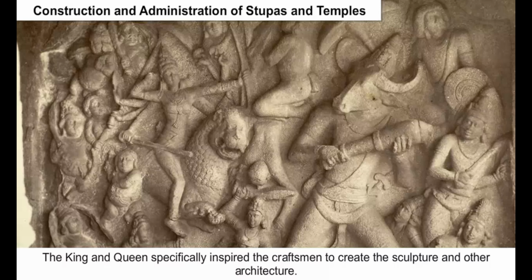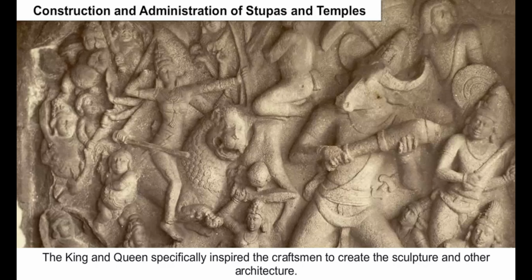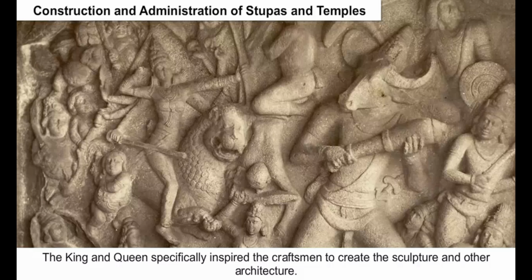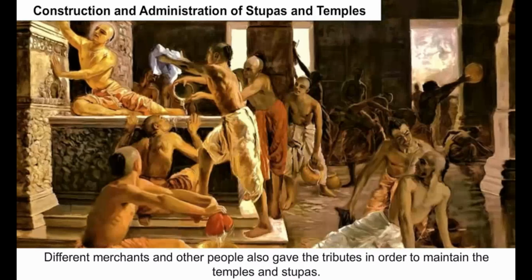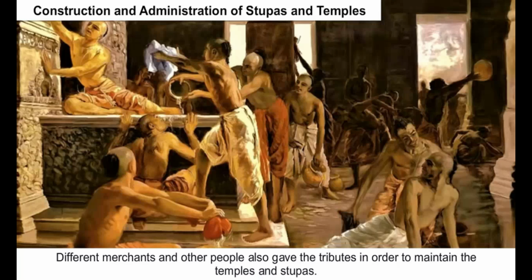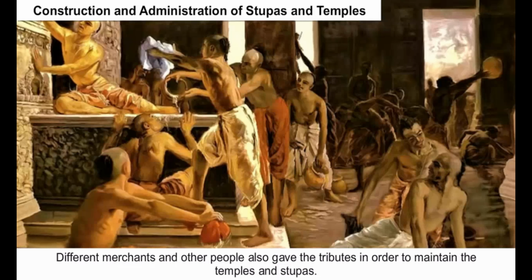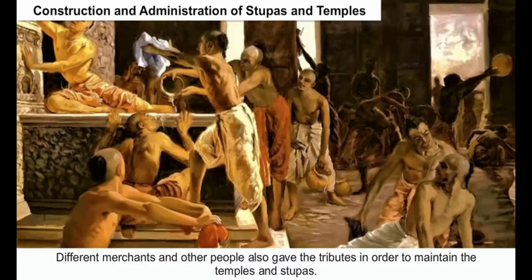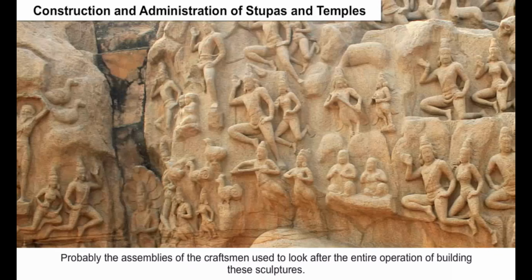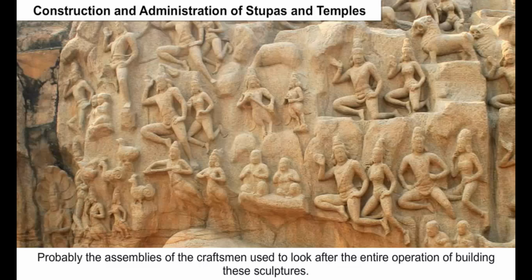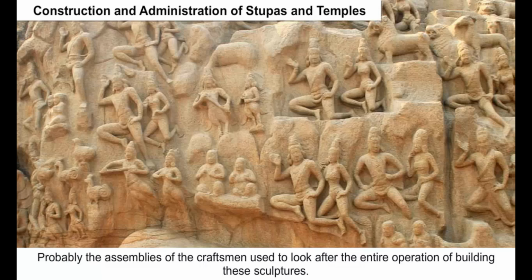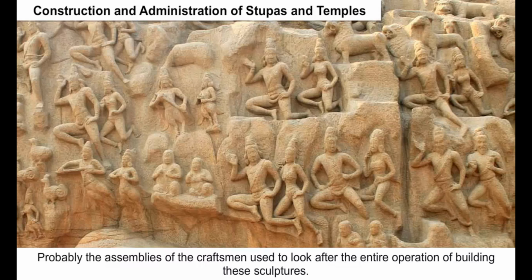The king and queen specifically inspired the craftsmen to create the sculpture and other architecture. Different merchants and other people also gave tributes in order to maintain the temples and stupas. Probably the assemblies of the craftsmen used to look after the entire operation of building these sculptures.